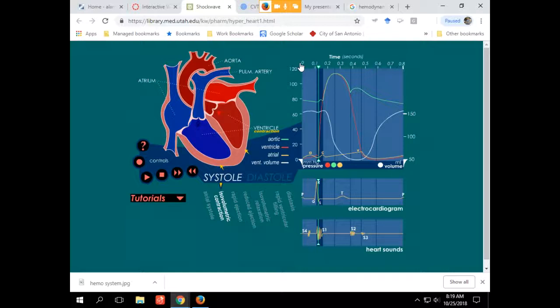That's SVR, right? What does that stand for? Systemic vascular, no, systolic vascular. Systemic, which is just like your peripherals, right? Systemic vascular resistance, boom. Yeah.